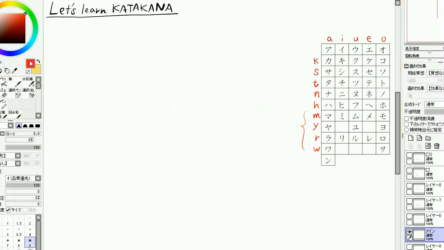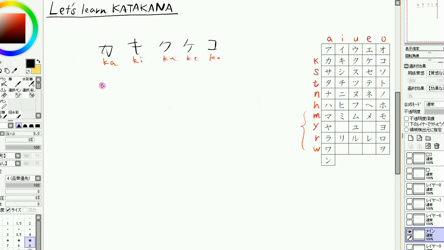So let's start with G sounds. And to write G sounds, first of all, we have to see the K row, because K and G are a pair, right? So let's write the K row. Ka, ki, ku, ke, ko. Okay, now I'm going to write G sounds. That is ga, gi, gu, ge, go.